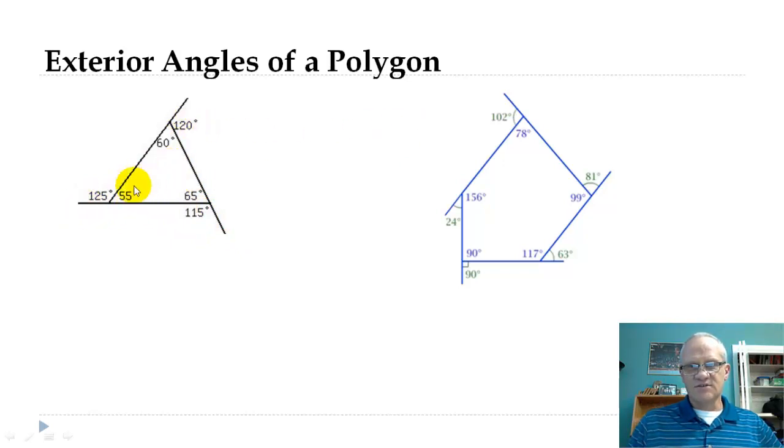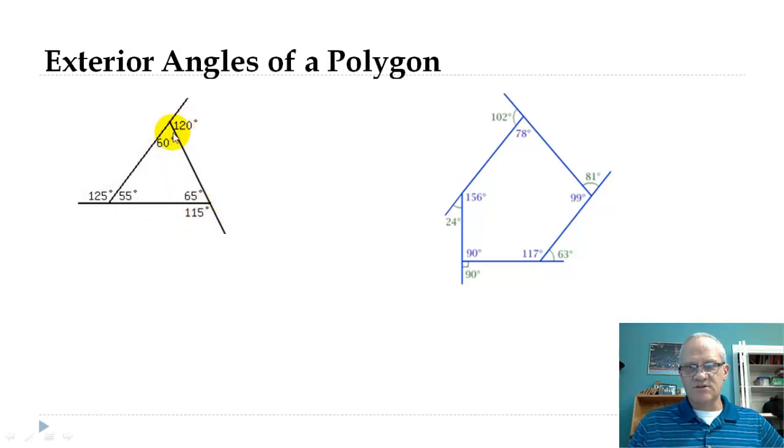Notice in each of these situations we extend the side going out the same direction. It's going out this way, this way, this way. So you don't make them go out randomly, you extend them all in the same direction. And I included these numbers here where you can see 125 and 55 together. That makes 180, which it's supposed to. 60 and 120 makes 180. 65 and 115 makes 180.